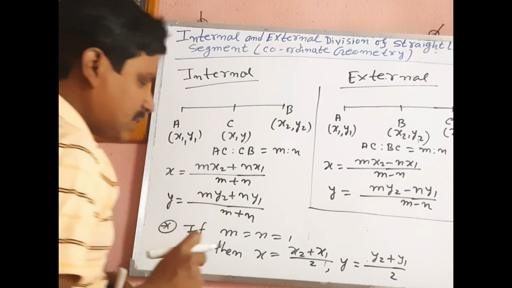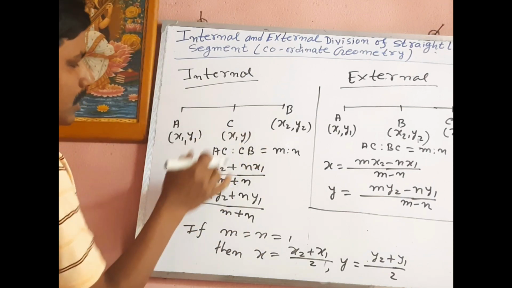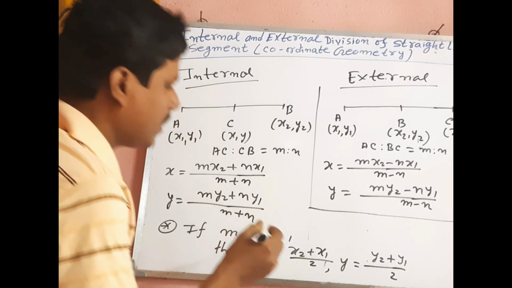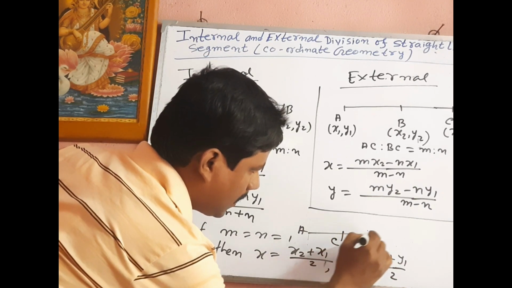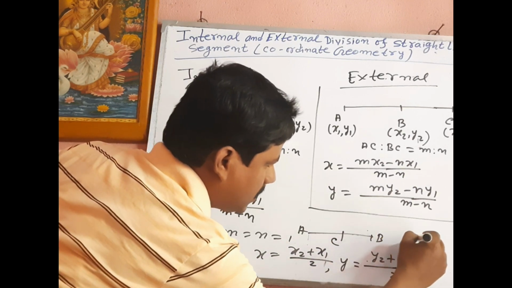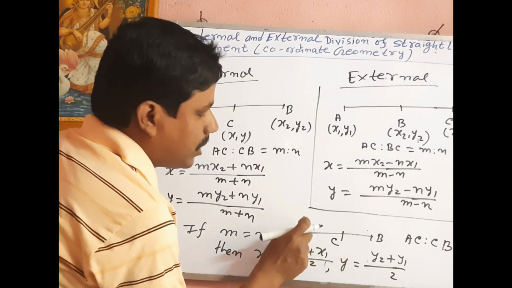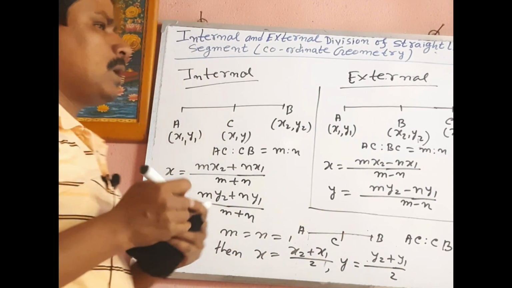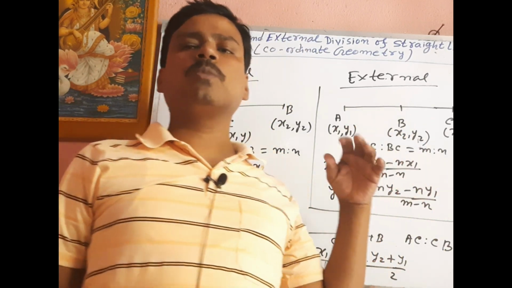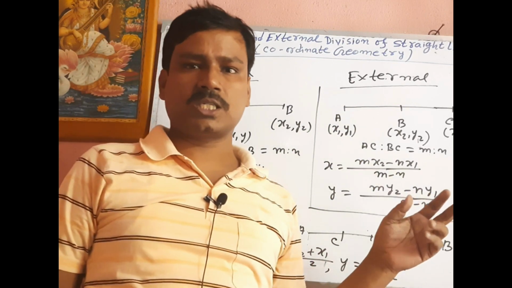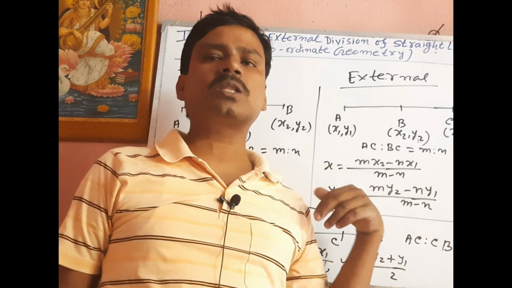That is, when m is equal to n is equal to 1, then point C will be the midpoint of AB. That is A, C, B. So AC is to CB is equal to 1 is to 1. That is, C is the midpoint of A and B. This is the complete formula section, and we move to the next section, the example section. At first we discuss the first example, then the second, then the third example.